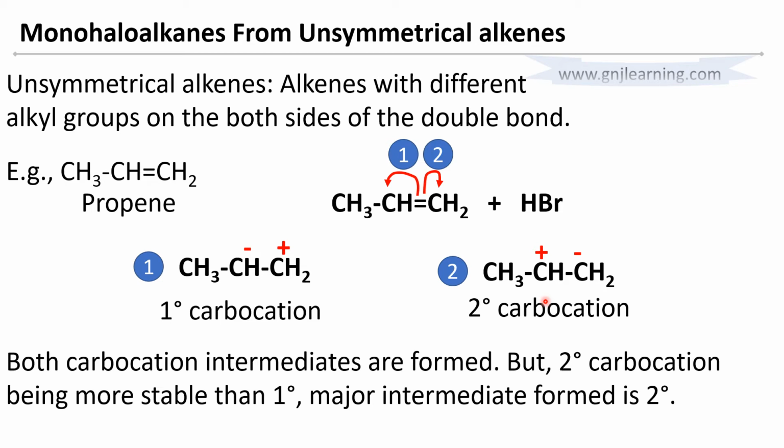Is it clear? So if it was a tertiary carbon atom, then Br will go there. Here, in this case, secondary is more stable than primary. So Br will get attached to the secondary carbon and it is the major product. This product also will be there, but it will be less than 20%. Almost 80% of the product will be with Br attached to this carbon, the secondary carbocation. So let us see that.